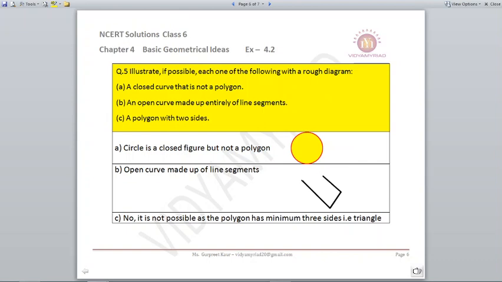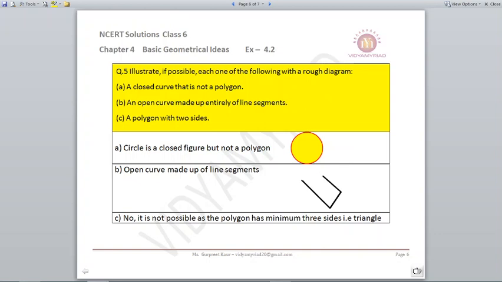Illustrate, if possible, each one of the following with a rough diagram. Number 1, a closed curve which is not a polygon. What is a polygon? A polygon is made up of line segments. They are saying it should not be a polygon. That means we will not use straight lines. So we have drawn a circle here. A circle is a closed figure, but it is not a polygon.